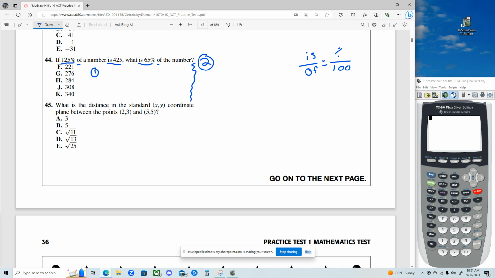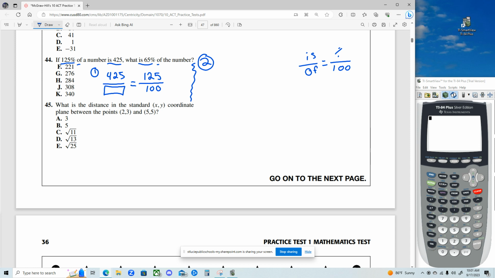So for the first part, 125% out of 100 is 425. So you've got to find out the of, a number. What is the number?